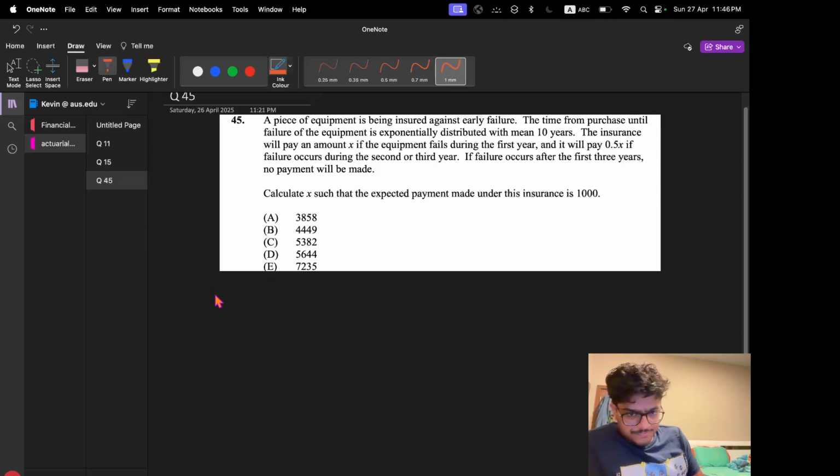So what do we know? We know the mean is 10 years. And I believe for exponential systems, there's a quantity called lambda, which is equal to 1 by mean, which is mu here. So lambda is equal to 1 by 10.